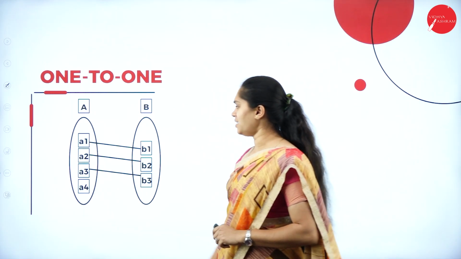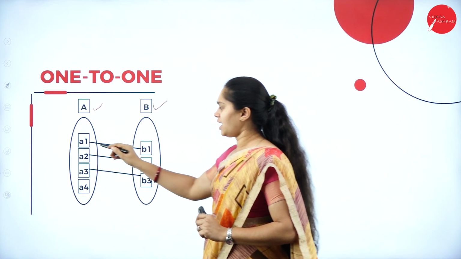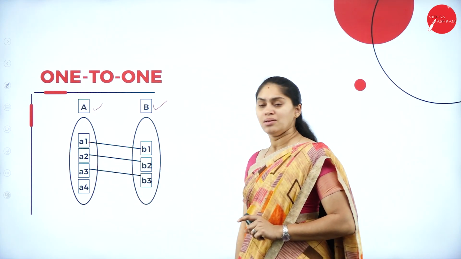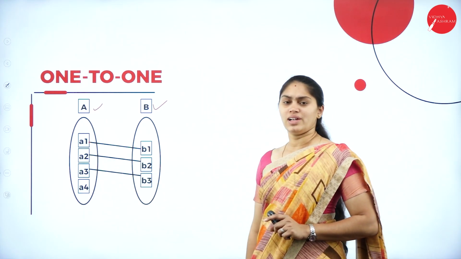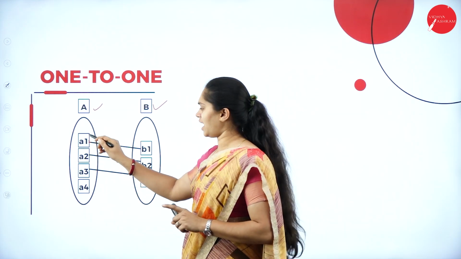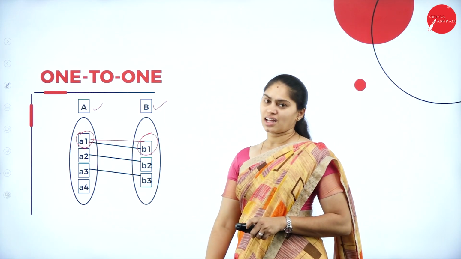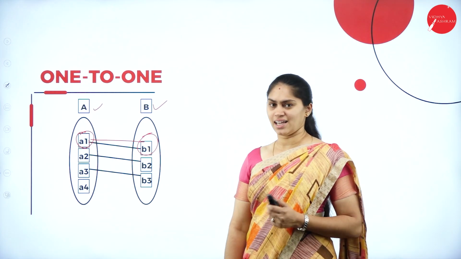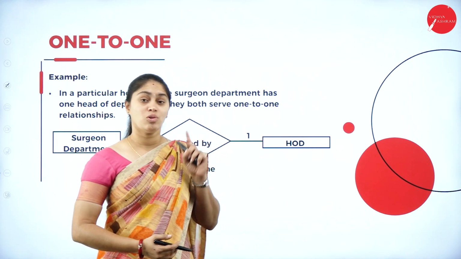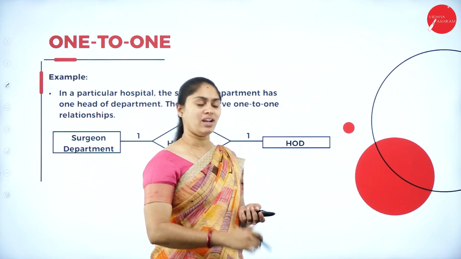So here you can see that I have an entity set A and an entity set B. A1 is participating only with B1, A2 only with B2, and A3 only with B3. So that means only one instance of an entity is participating with only one instance of another entity, and that becomes one-to-one cardinality. As an example, one person can have only one passport. One person can have only one Aadhaar card number. That specifies a one-to-one relationship.